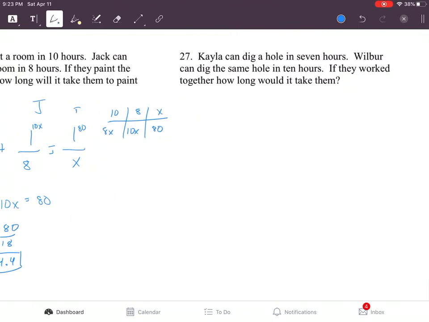We can do number 27 the same way with Kayla. So we have Kayla, and we have Wilbur. She's digging a hole, so this is holes. This is time. Kayla can dig one hole in 7 hours. Wilbur can dig the same hole in 10 hours. How long would it take them to work together to dig one hole?